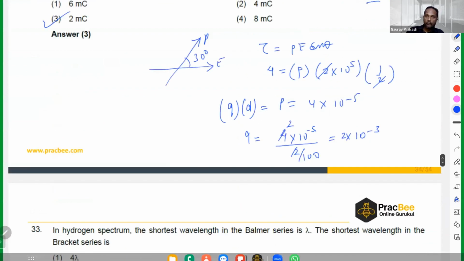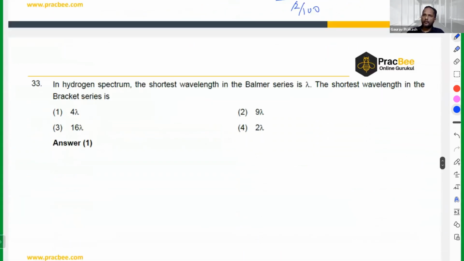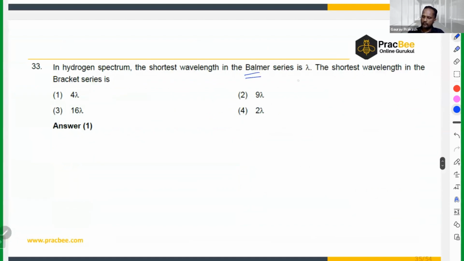Okay. Now let's look at the next question. In a hydrogen spectrum, the shortest wavelength in the Balmer series. So what is Balmer series? Balmer series is from higher level to n is equal to 2. That is Balmer series. And what is Brackett series? From higher level to n is equal to 4. It is talking about shortest wavelength. That is highest frequency. That means highest energy. So highest energy is possible when it transits to this state from infinity.